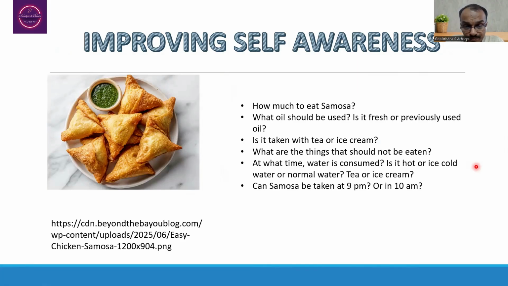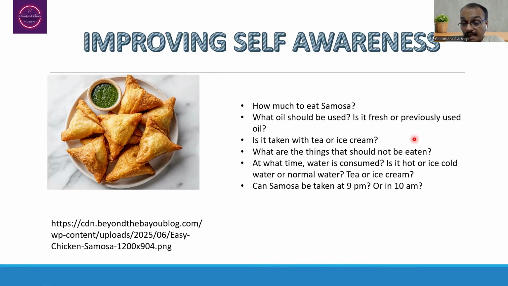Improving self-awareness. Suppose the person is not habituated to stopping the samosa; in that case, he can reduce the samosa. How much to eat, whether once a day or twice a day? In which oil are these samosas being prepared? Is it in sarshapa taila, groundnut oil, or refined oil, or is it prepared in fresh oil or previously used oil?